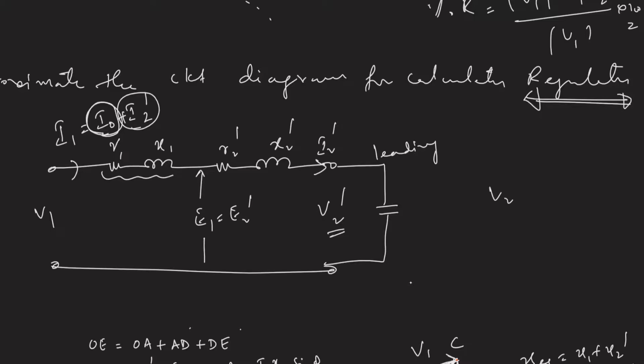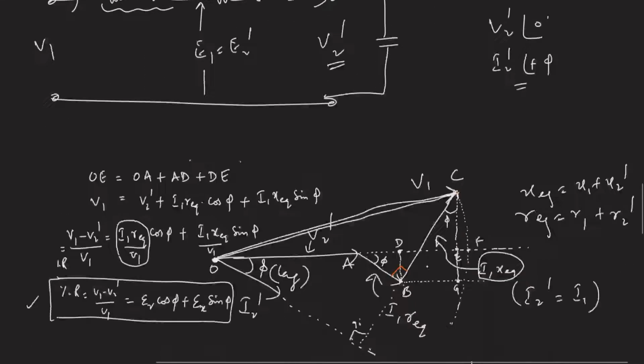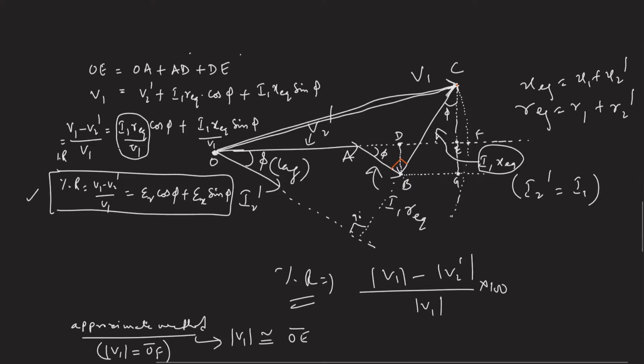If V2 is the reference, then I2 dash will now be leading by some angle plus phi. Earlier we have taken minus phi, now I will be taking plus phi. Under that condition, if you redraw the phasor diagram and do the same vectorial simplification, then I will be getting a minus sign here.